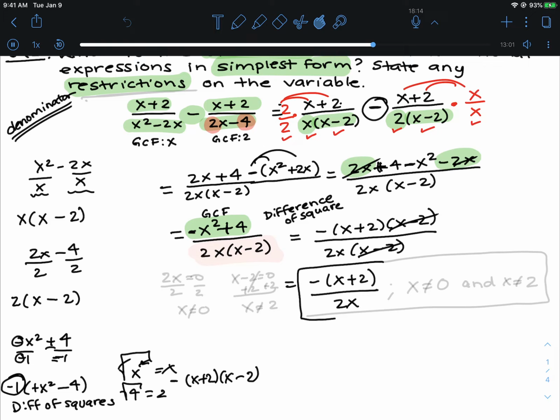And that right there will be your answer. But now remember, we need to also state the restrictions. So what was my denominator? Well, my denominator was this over here. So that means that we get 2x equal to 0, which is literally just going to be 0. So that means x cannot equal 0.